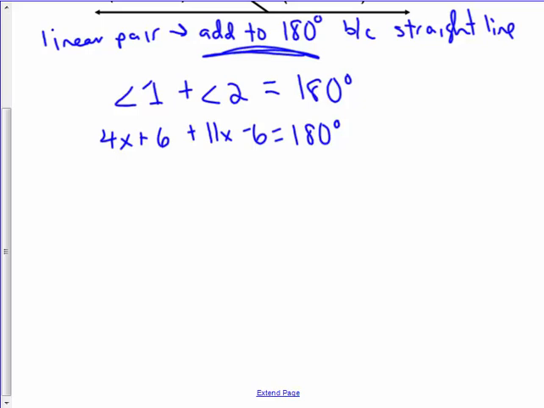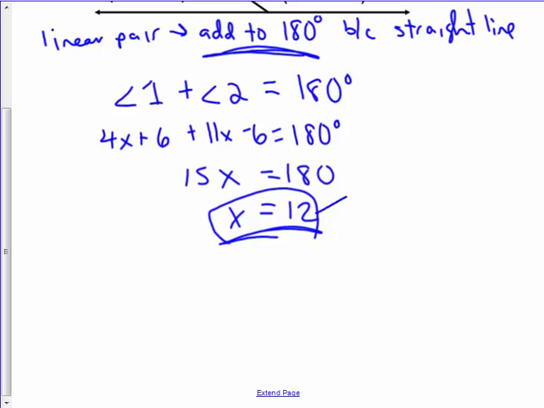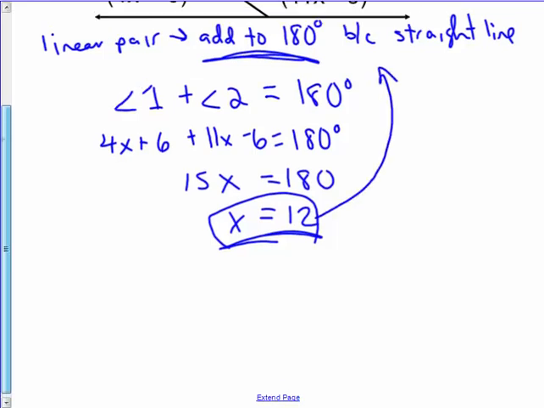Solving it, 4x plus 11x is 15x. The 6's drop out, 6 and negative 6 drop out. So I have 15x equals 180. When I divide each by 15, well, I know 15 times 10 is 150, so 2 more than that would be another 30, so it's going to be 12.